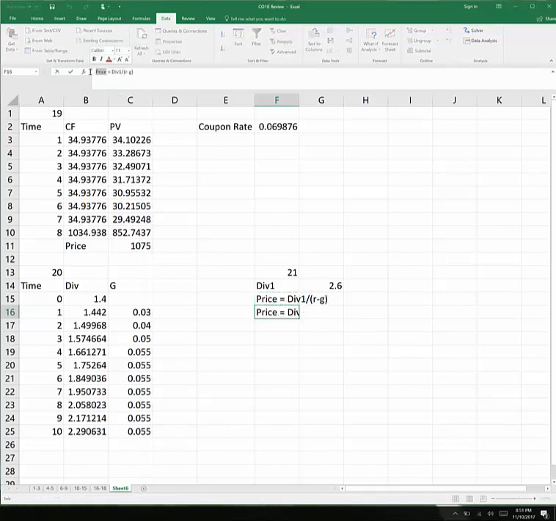So we know that 50 is equal to 2.6. We know the growth rate is 4%. We need the discount rate. You could do this with goal-seek also. Let's say 50 times R minus 0.04 is equal to 2.6.